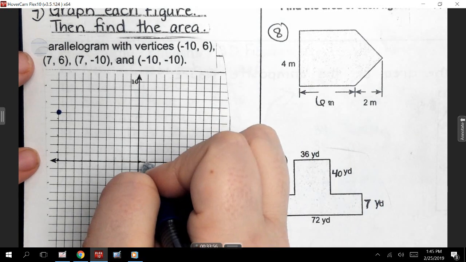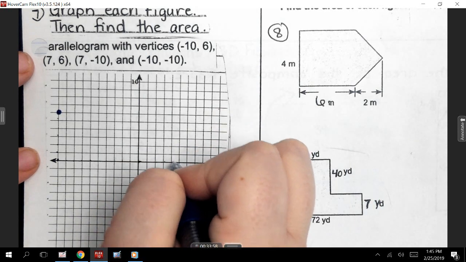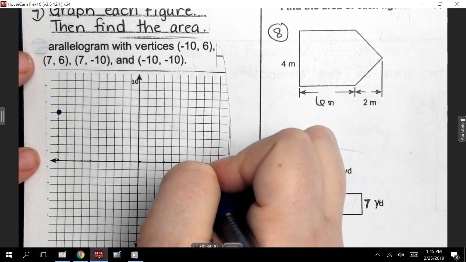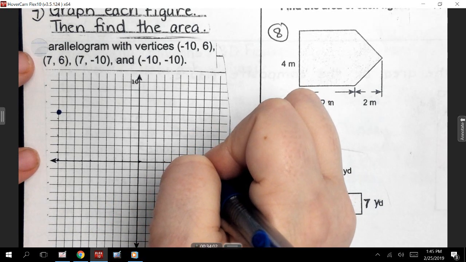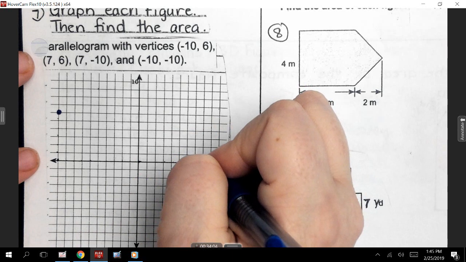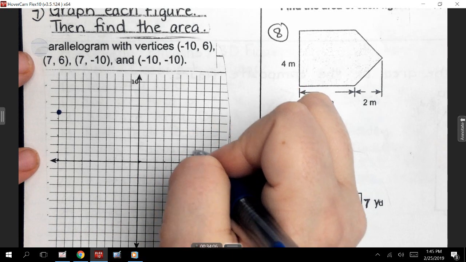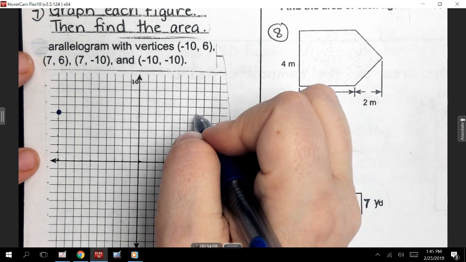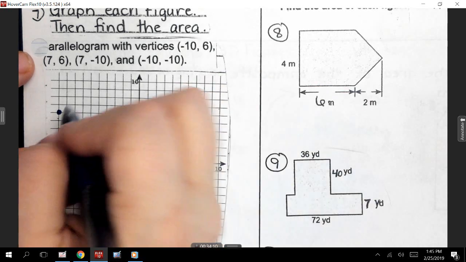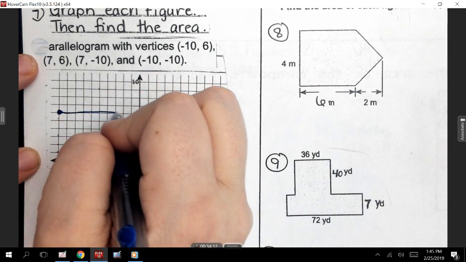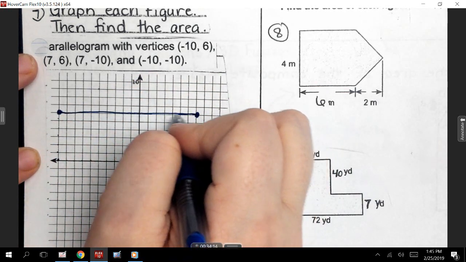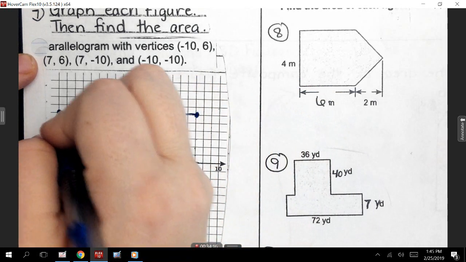Positive, so we're going forward, so I'm going to go over 7. 1, 2, 3, 4, 5, 6, 7, and now what? Now you're going to go up 6. Up 6. 1, 2, 3, 4, 5, 6. So there's my other dot. All right, and you can go ahead and draw the line connecting them. Okay.